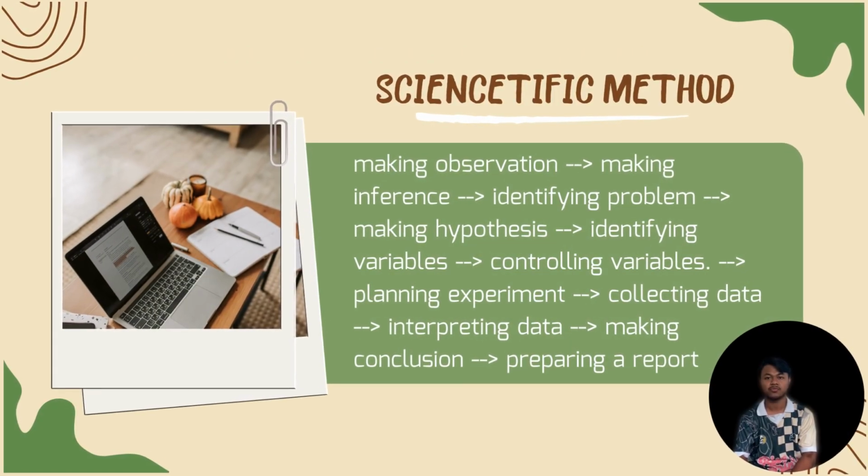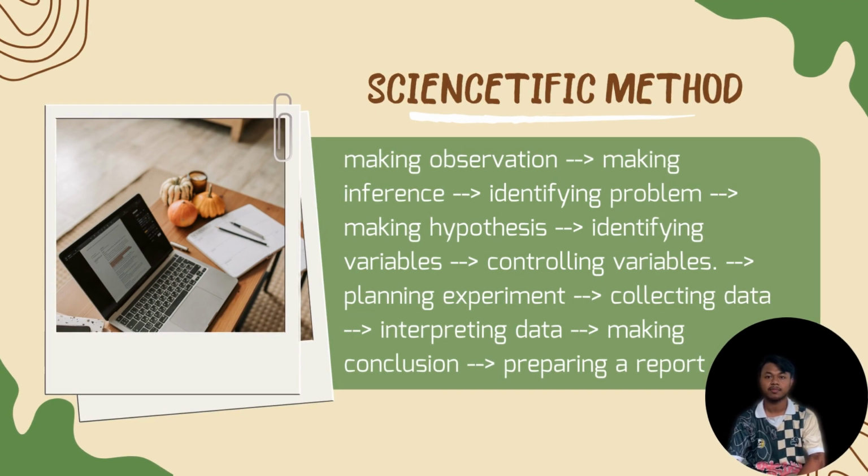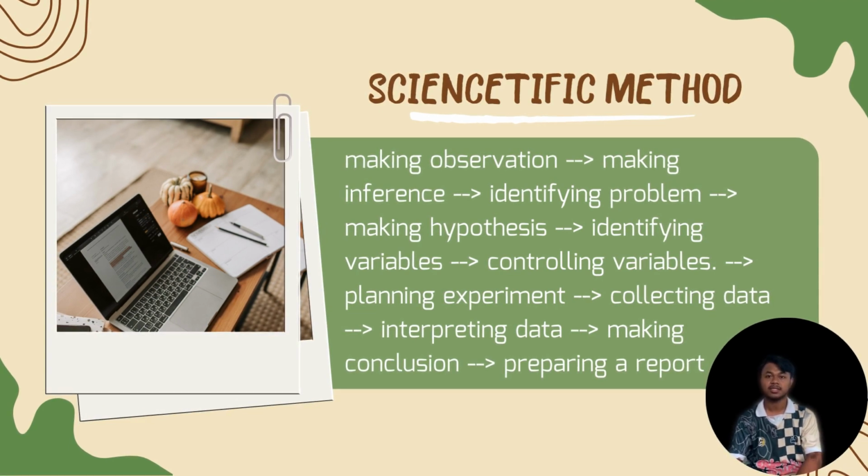Next, I would like to move on to the next part, which is the scientific method. So we have 11 scientific method steps. Start with making observation. Second, making inference. Third, identifying problem. Fourth, making hypothesis. Fifth, identifying variables. Sixth, controlling variables. Seventh, planning an experiment. Eighth, collecting data. Ninth, interpreting data. Tenth, making conclusion. And lastly, preparing a report.